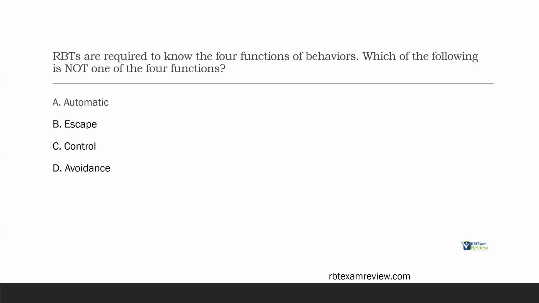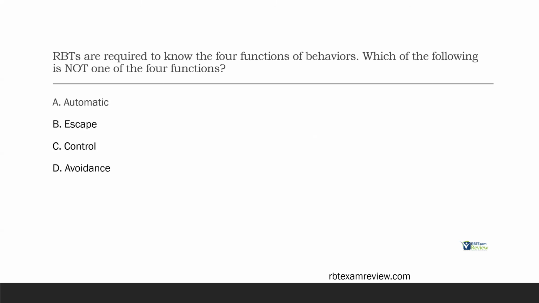B, escape. Escape is absolutely a function. One of the easier ones to remember. C, control. Control is not a function. Some people you'll hear refer to it as the quote unquote fifth function. Because a lot of our children, I should say clients, engage in control type behaviors, but it's not actually a function. Anybody who tells you it is, it's just not. We have four functions. Control is closer to a mentalism than a function, right? C is our answer.